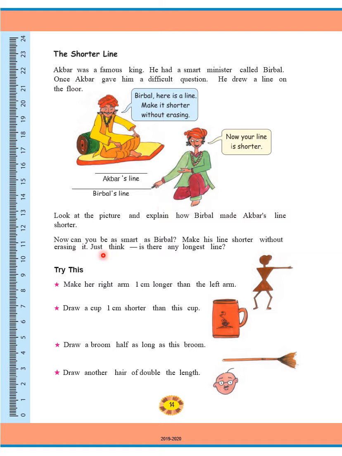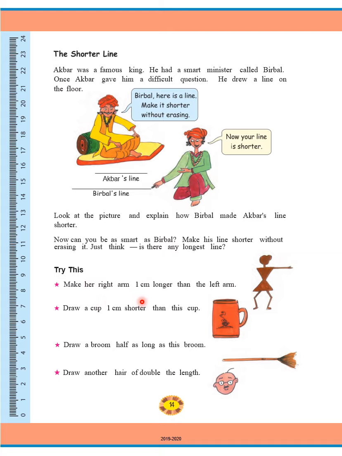Now can you be as smart as Birbal? Yes. Make his line shorter without erasing it. We can make Birbal's line shorter without erasing it by drawing a line longer than his. Just think, is there any longest line? There is no longest line, as we can make any line look shorter by drawing a longer line in front of it. Now the next is Try This.